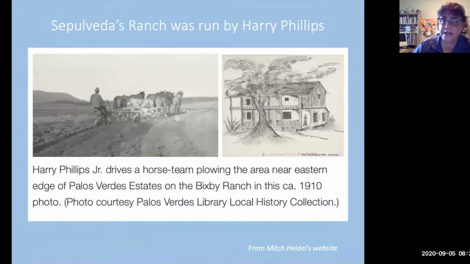His ranch instead was run by Harry Phillips, and this is him driving the horse team plowing the area near the eastern edge of Palos Verdes. That's not too far from Bixby Marsh. Now, do you see this plow and these horses? This is what young Joel, 13 years old, would walk behind and pick up all those stones, 300, 400, 500 pounds of stones in time. This is the rancho, the house.